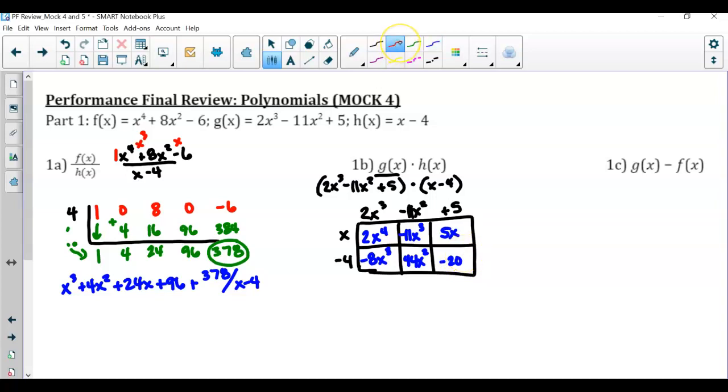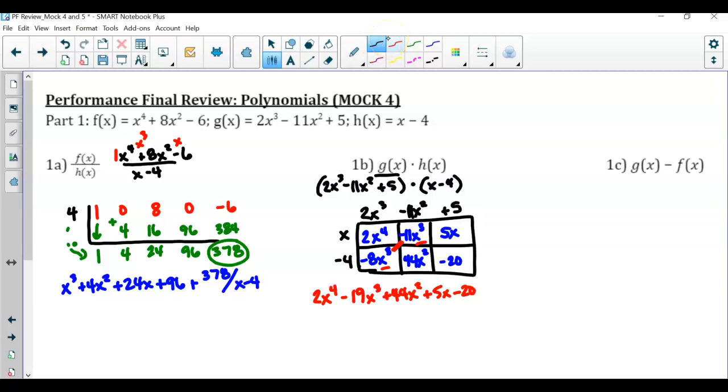Now let's see what like terms we have to combine. We do have one pair here because we have x cubed. So our final answer is the polynomial 2x to the fourth. Negative 11 plus negative 8, negative 19, x cubed, then plus 44x squared plus 5x minus 20. Make sure your answer is in standard form, so the exponents are decreasing.